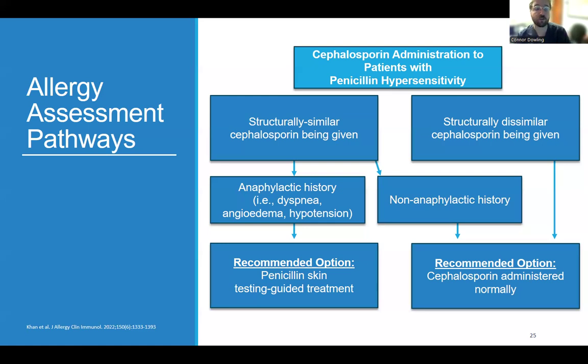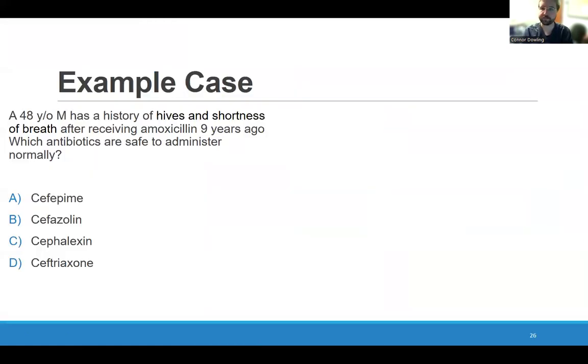However, if we have a structurally dissimilar cephalosporin being given in our history of amoxicillin allergy, so our ceftriaxone being given here, we can go ahead and administer that cephalosporin normally, regardless if there is an anaphylactic or non-anaphylactic allergy history. Now, with the caveat there being if they had any of the type 2, type 3, or type 4 reactions, we would not want to administer that cephalosporin normally.